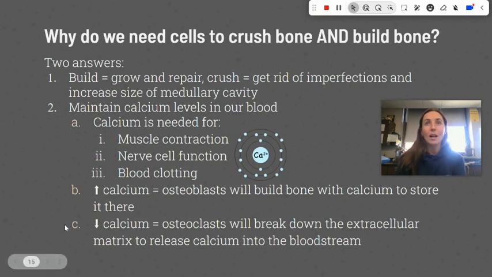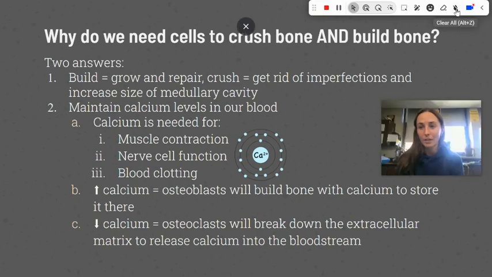So if we have a lot of calcium in our diet, we've eaten a lot of calcium, so we have an increase in calcium in the body, osteoblasts are going to build bone with that calcium to store it there. You've probably heard people talking about, hey, you need calcium in your diet for strong bones. You can get that through lots of different foods. People say that because if you don't have enough calcium in your bones, they're not going to get built up really nice and strong from those osteoblasts.